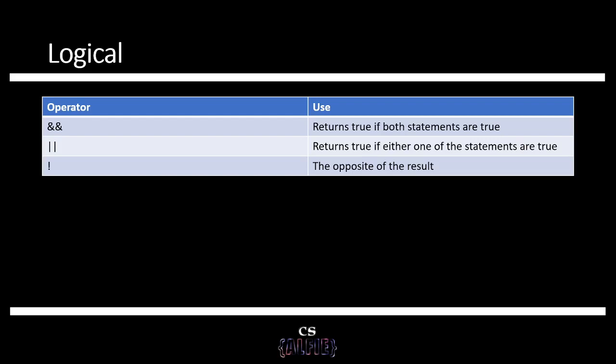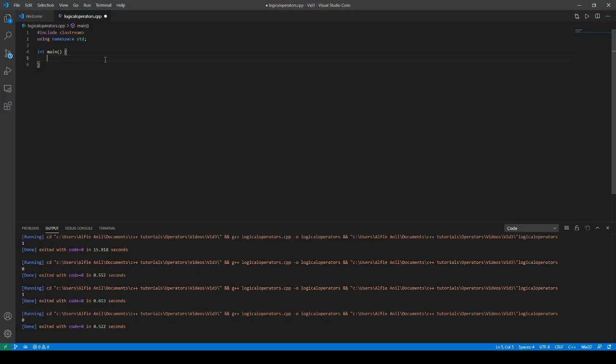Okay, so the last operator here is the exclamation mark, and it just returns the opposite of the result. So let's go to Visual Studio Code and look at some examples. The first operator that we are going to be looking at is the AND operator. This returns true if both of the statements are true.